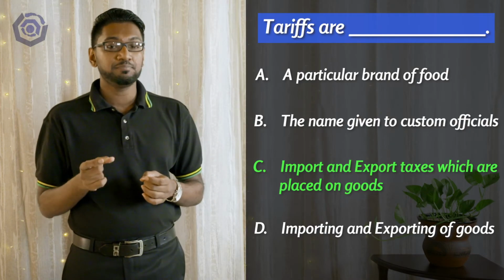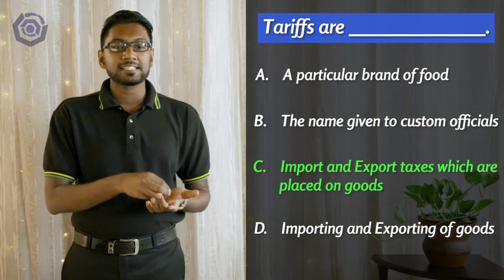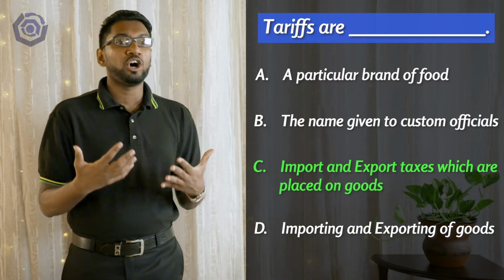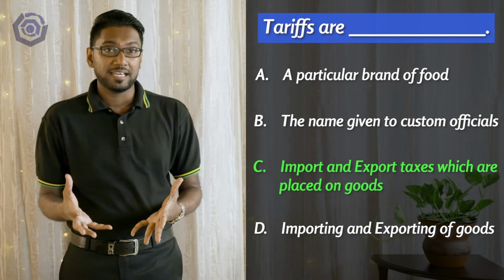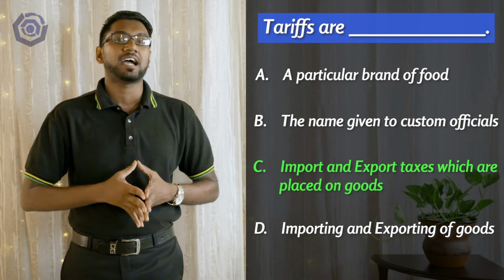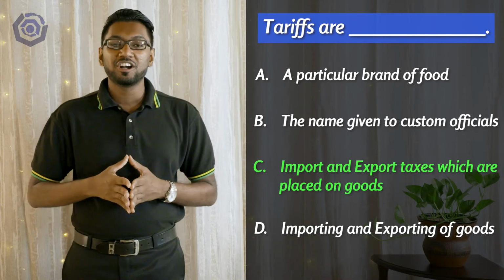And it cannot be D, because importing and exporting of goods is what we call trading or trade. So that would not be what tariffs are. Therefore, the correct answer is C.